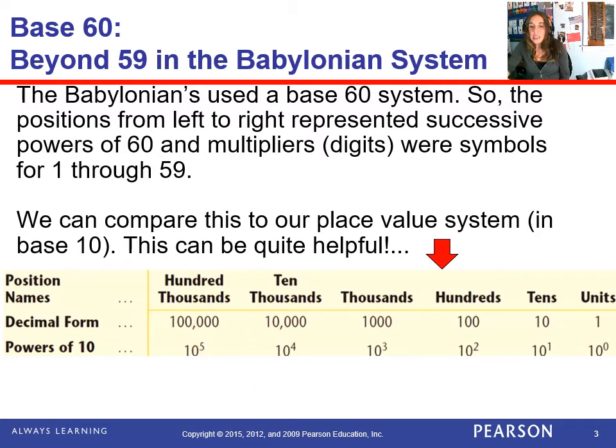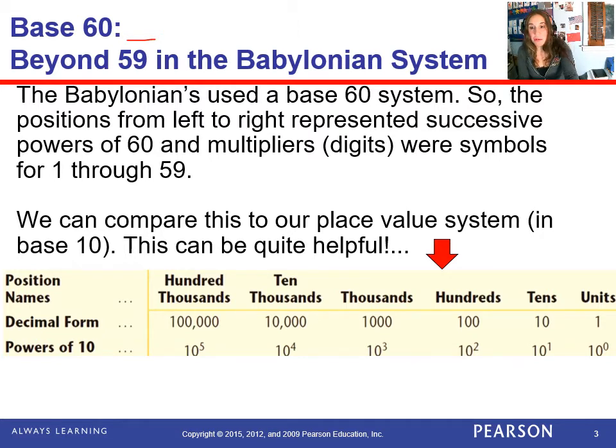So you can see each time we move to a different place value, our exponent, our power of 10, is going up by 1, right? We go 0, 1, 2, 3, 4, 5. Each time our exponent is going up by 1 because we deal with powers of 10. We work in a base 10 system. Well, the Babylonians worked in base 60. So they're not dealing with powers of 10, they're dealing with powers of 60.